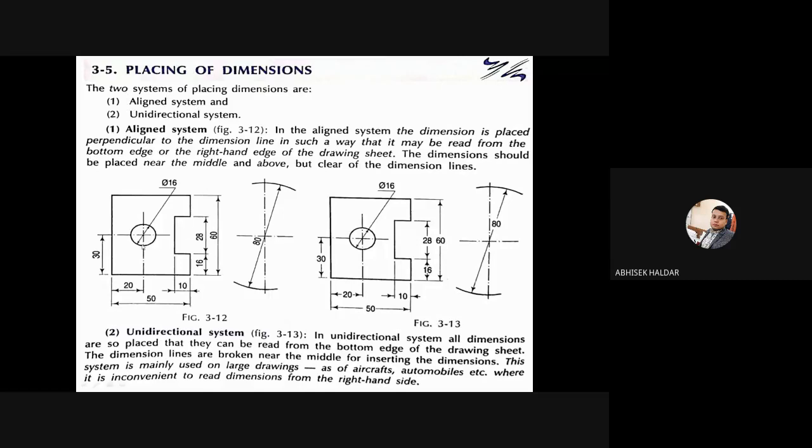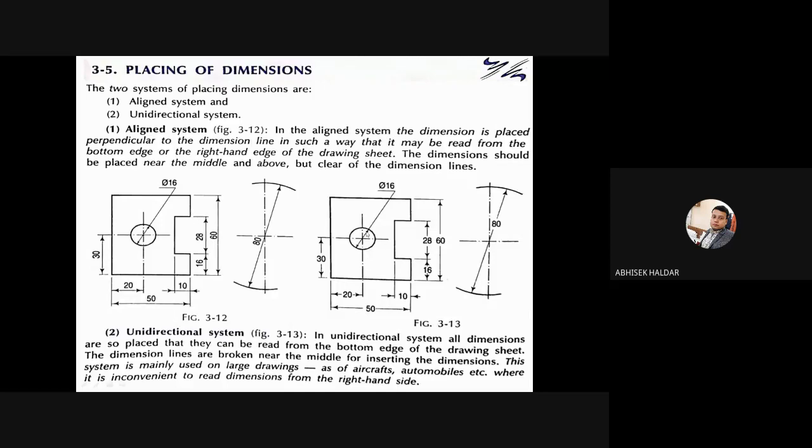And here also you can see phi 16 I have taken out in the same manner. Small arrowheads you can see. With the help of the leader line I have taken out this dimension outside the object. I have written phi 16. That means the diameter of this circle is 16 millimeter. So this is basically the aligned system.